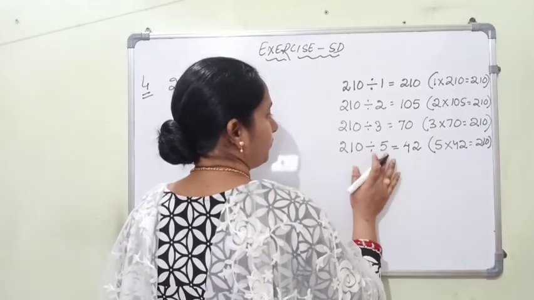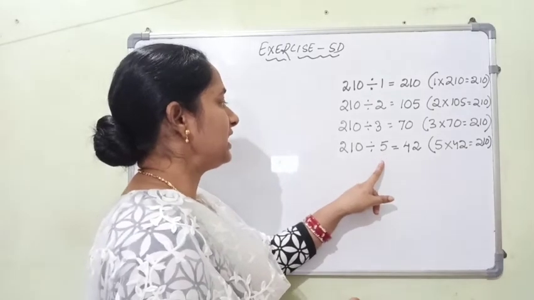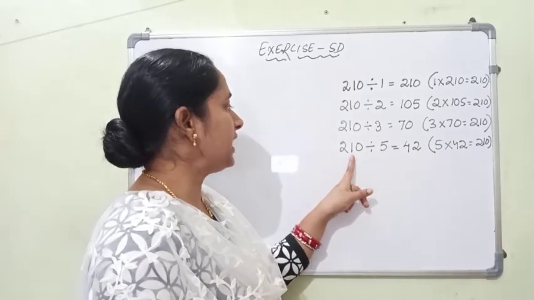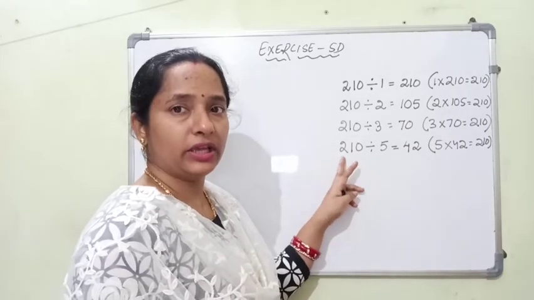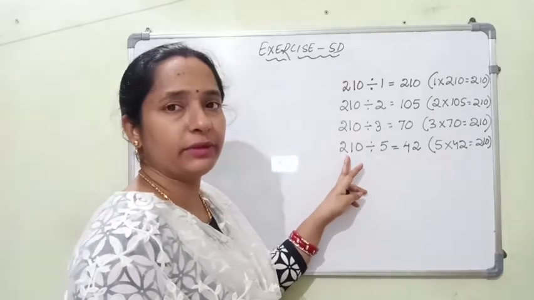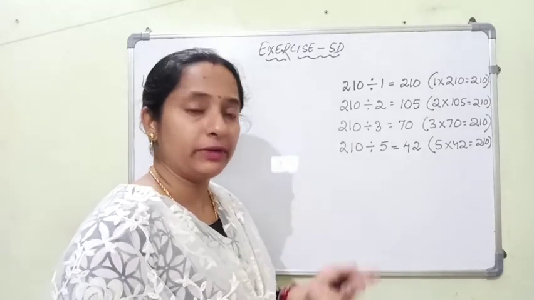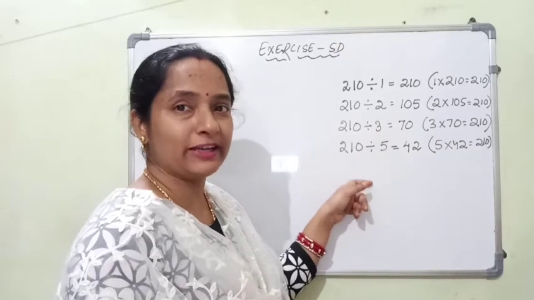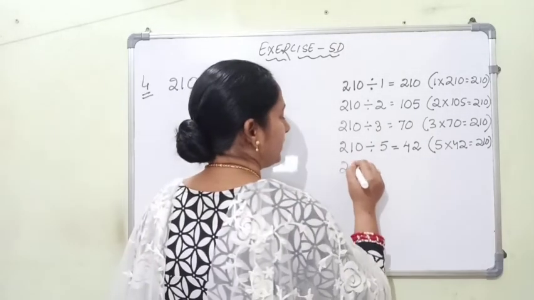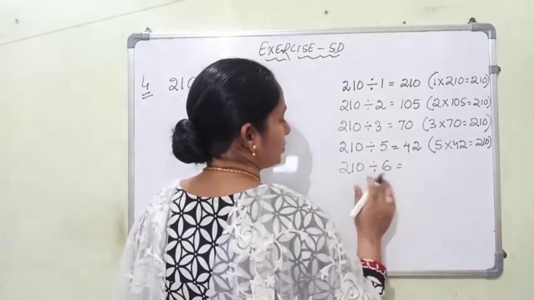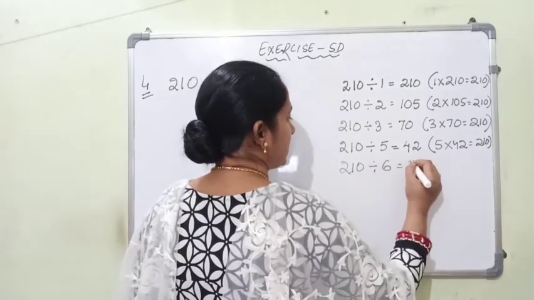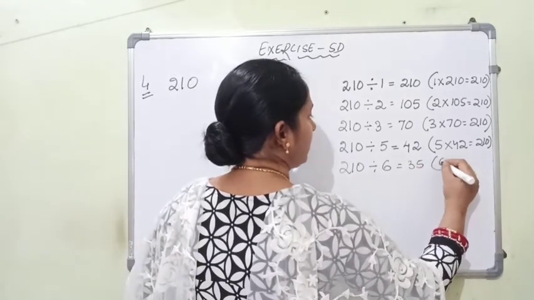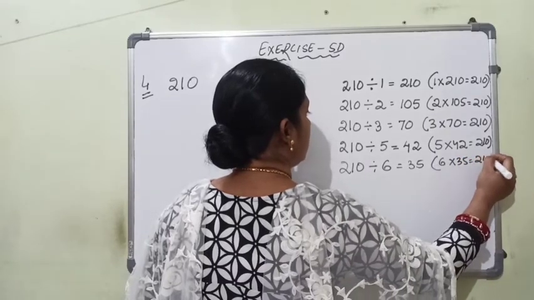Next, write down by what number it can be divisible. 6. 6 how many times will it go? 6 3s are 18. Can it be divisible by 6? Let us take the help of the divisibility rule. See here, 210 is divisible by 2 as well as divisible by 3, so ultimately it will be divisible by 6. So 6 how many times will it go? 6 3s are 18, then 30, 6 5s are 30. So you get 6 35s is 210.